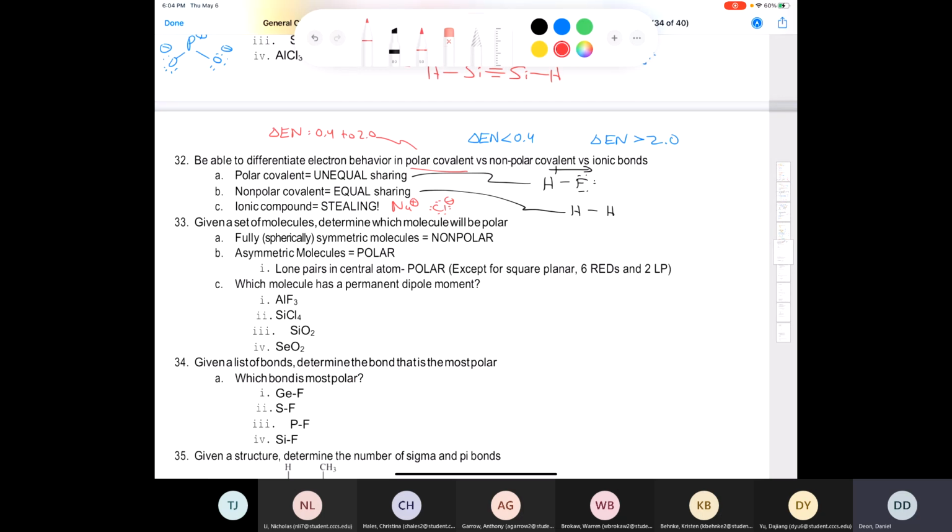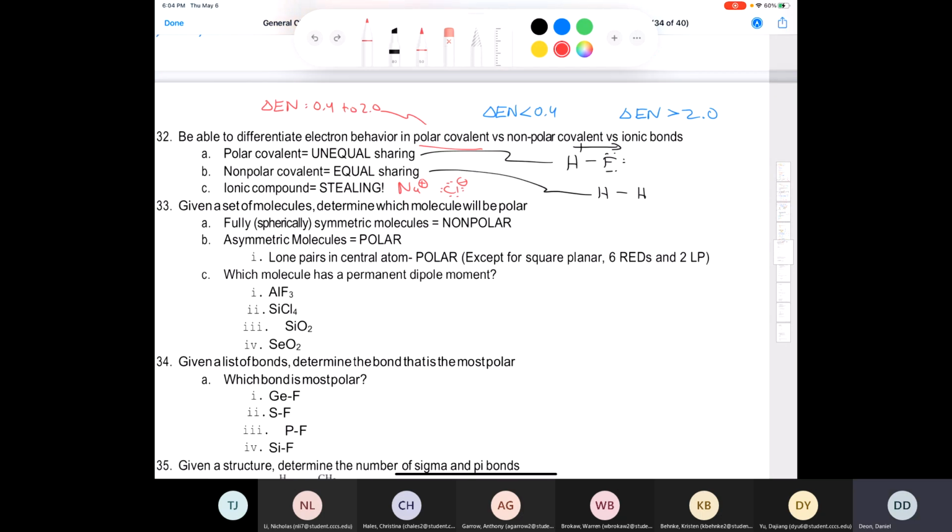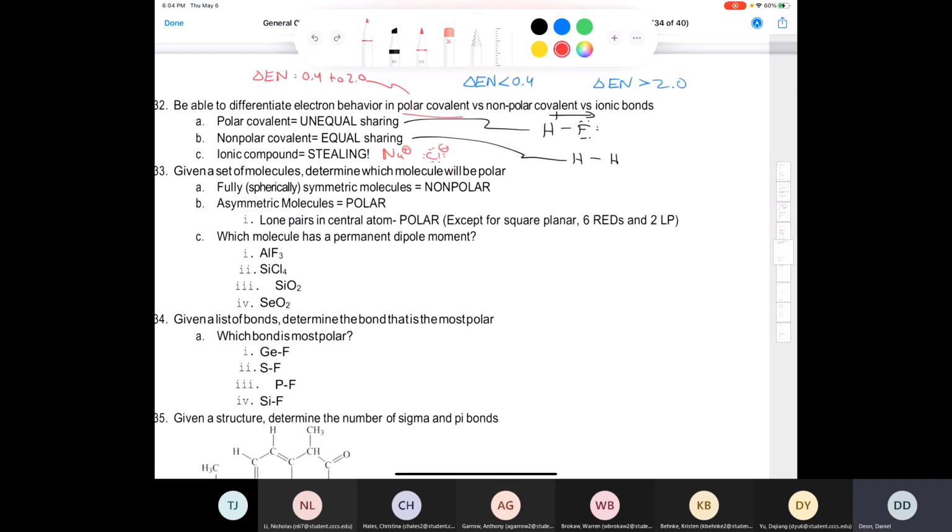Everything that's spherical is going to be nonpolar. So anything that doesn't have lone pairs on the central atom, most of the time is going to be nonpolar. If you've got lone pairs, except for square planar, everything is usually going to be polar if it's got lone pairs. And again, it's not a great trick for general chemistry 1, but it will work most of the time.